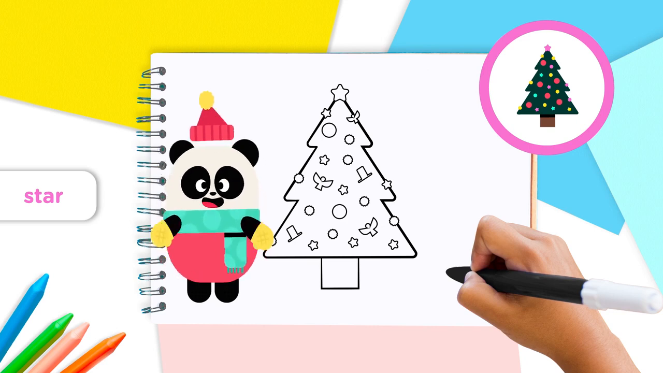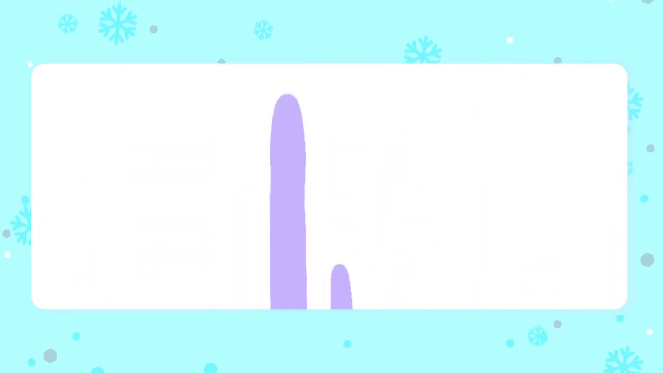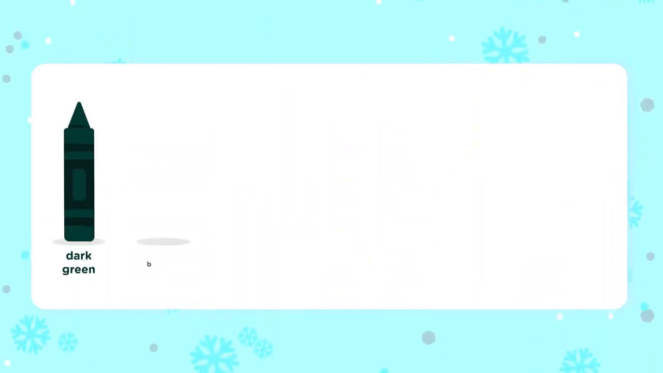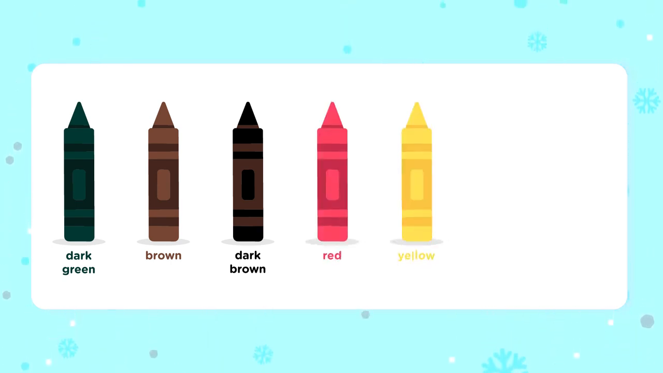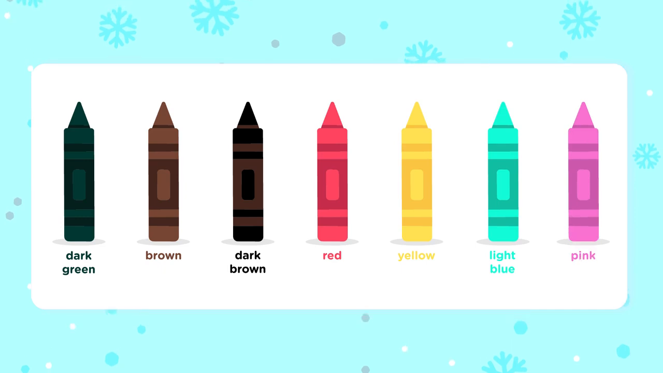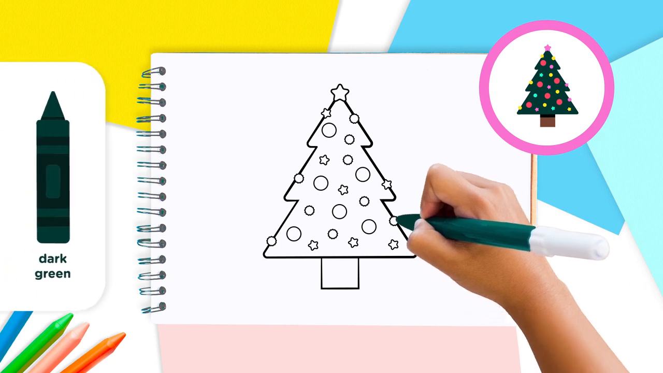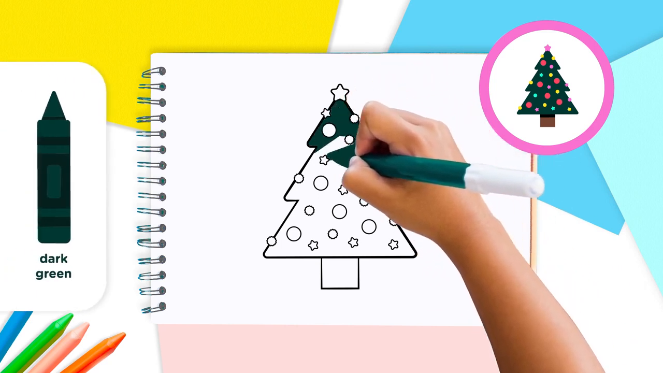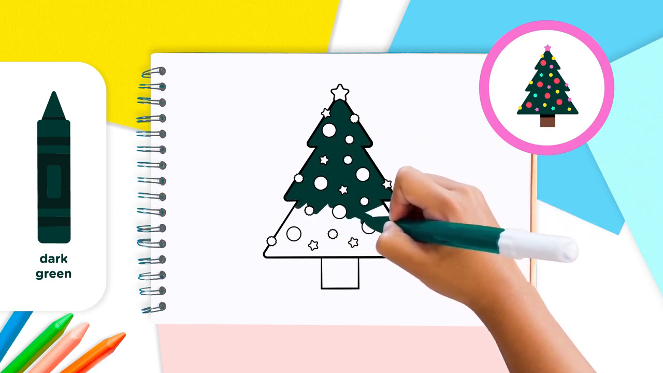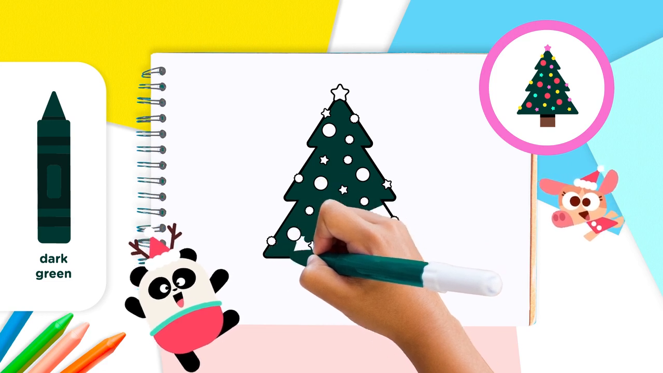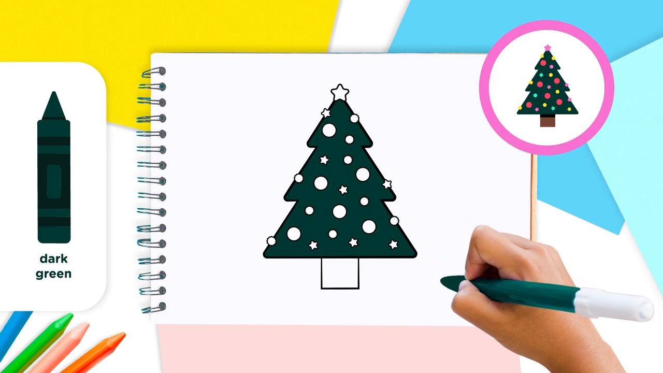Amazing, Lingo Kids! The Christmas tree just needs a nice touch of color. We'll need dark green, brown, dark brown, red, yellow, light blue, and pink. Use the dark green crayon to color the whole tree, but be careful not to color over your beautiful decorations. Great work!